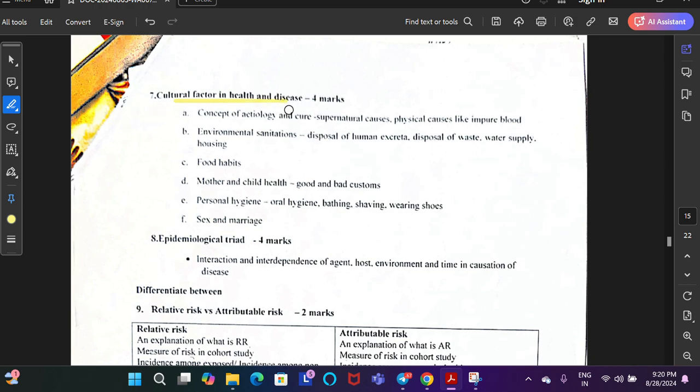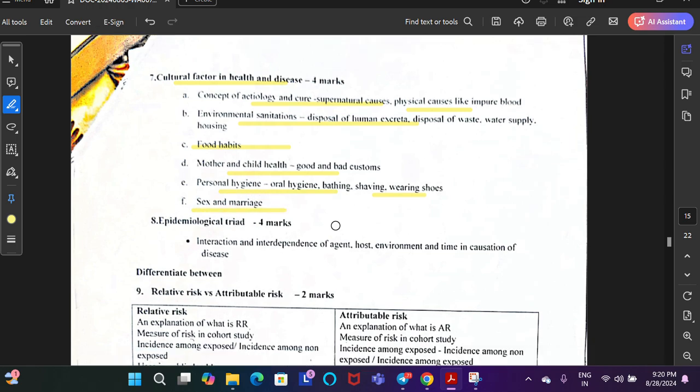Then cultural factors in health and disease. Concept of etiology can involve supernatural causes, physical causes like impure blood, environment and disposal of human excreta, disposal of waste, water supply, housing, food habits, mother and child health, good and bad customs, personal hygiene, oral hygiene, bathing, shaving, wearing shoes, sex and marriage. Then what is the epidemiological triad? It is the interaction and interdependence of agent, host and environment and time in causation of the disease.